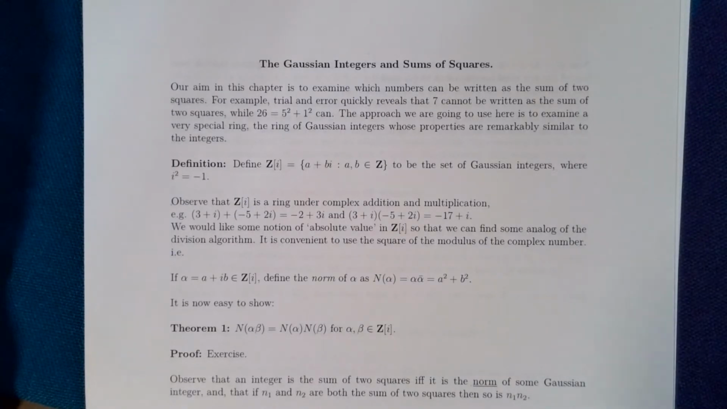For example, you quickly reveal by trial and error that you can't write 7 as the sum of two squares, while if you take 26, which is very easy, you can write that as 5 squared plus 1 squared. The approach we're going to use here is to examine a very special ring, the ring of so-called Gaussian integers, whose properties are remarkably similar to the integers.